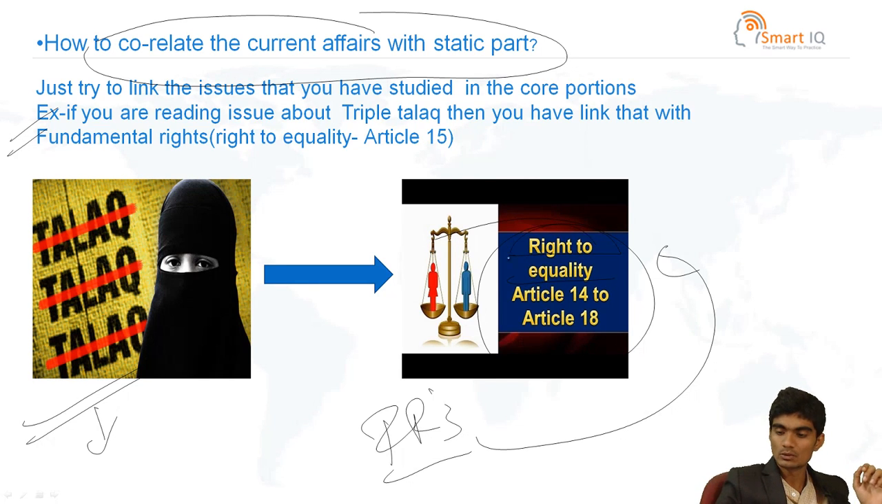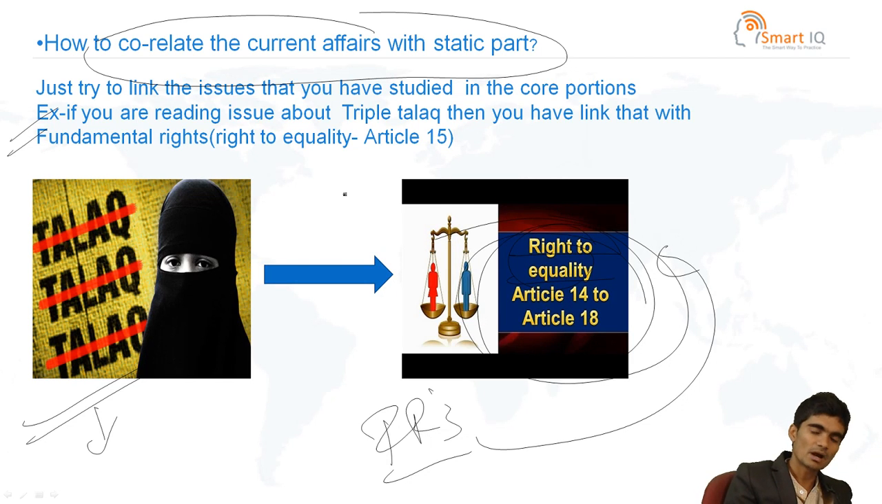So right to equality. So I mentioned, try to correlate, think that, oh yes, triple talaq issue, we have to provide equality for women. So we have to empower women with the equal rights as men are enjoying. So try to relate. When you get a mains question regarding women empowerment, you quote an example there, as triple talaq is an example, or you are giving an illustration filled with current part and core part.